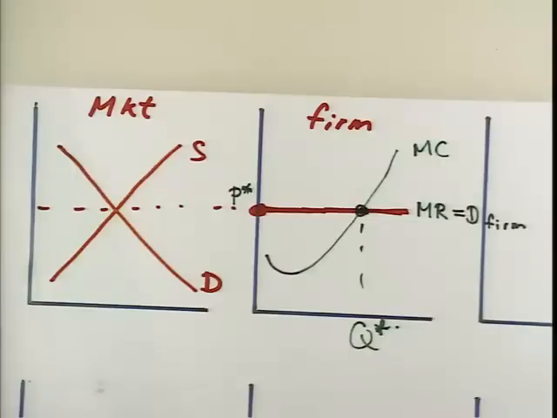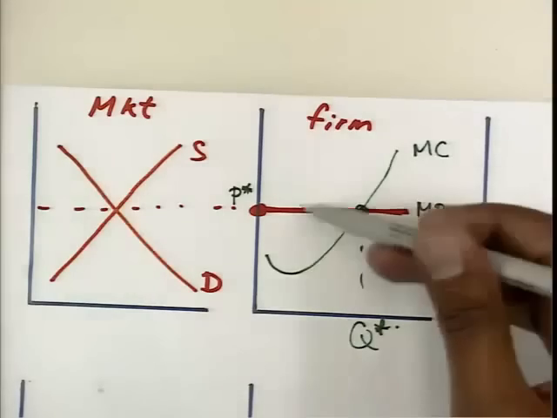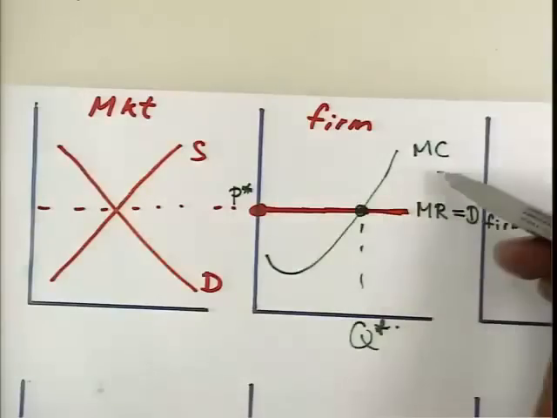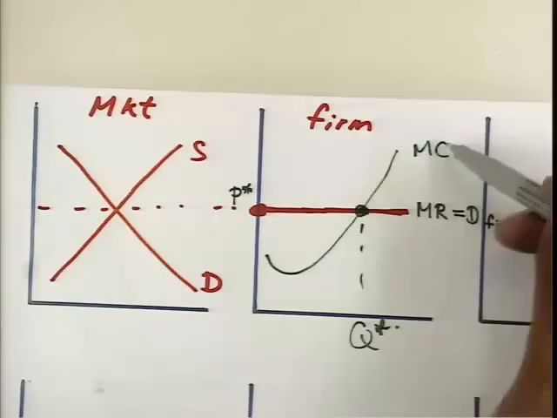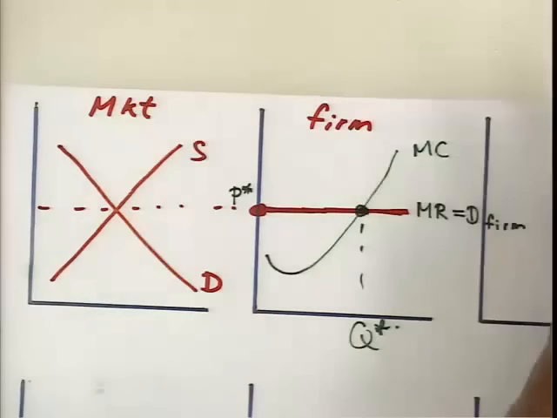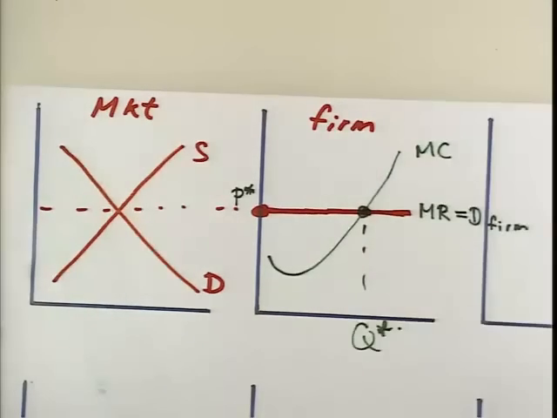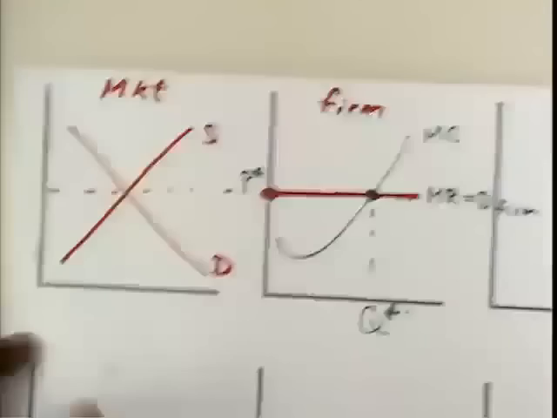You draw the average cost curve in. If the average cost is below the market price, you have economic profits. If the average cost is above the market price, you have a loss. Perfect competition, the firm takes the price from the market.